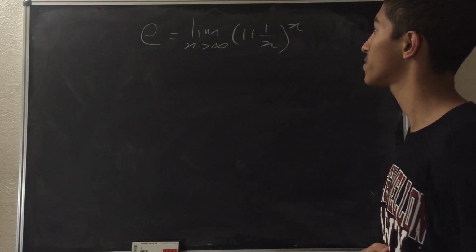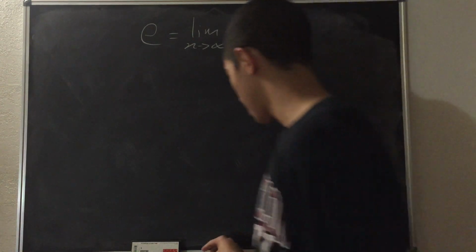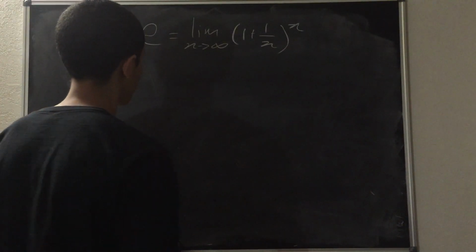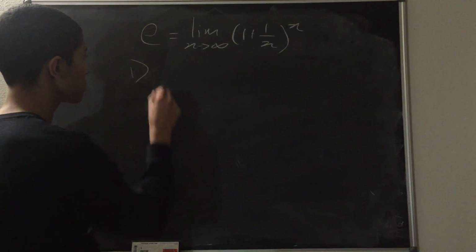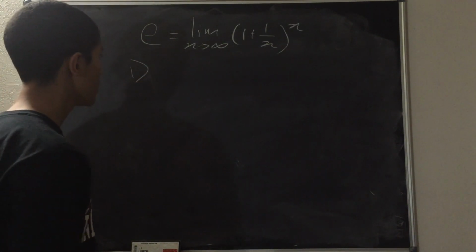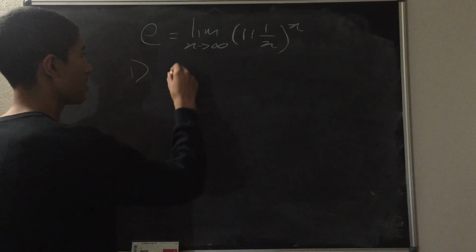Today I will be talking about why e, Euler's number, is equal to the limit of x tending to infinity of (1 + 1/x)^x. And before I talk about why e is defined this way, I'll first need to clarify two fundamental calculus concepts. The first one is the definition of a derivative.